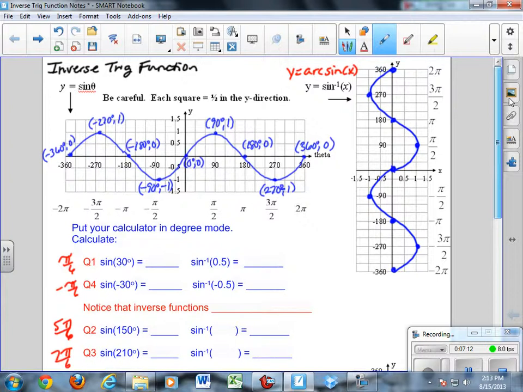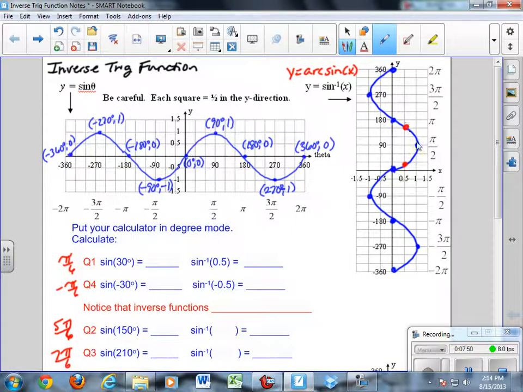The problem is here. If you look at this graph, is this a function? Well, no, it's not a function. For a function, each element of the domain, each x value, is paired up with exactly one element of the range, or one y value. Each x value goes with one y value. You notice here, if I put in the 0.5, I get two different y values. There's my pi over 6, and there's my 5 pi over 6, or my 30 and my 150. Those have the same trig value.